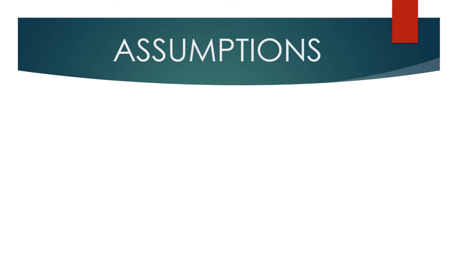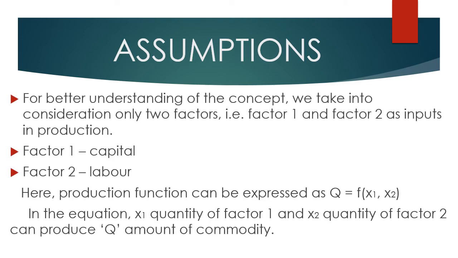So based on a few assumptions, we discuss the production function and the isoquants. The first assumption: for better understanding of the concept, we take into consideration only two factors, factor 1 and factor 2, as inputs in production, that is capital and labor. And here the production function can be expressed as Q is equal to F of x1 and x2. So x1 is capital, x2 is labor. In the equation, x1 quantity of factor 1 and x2 quantity of factor 2 can produce Q amount of commodity.